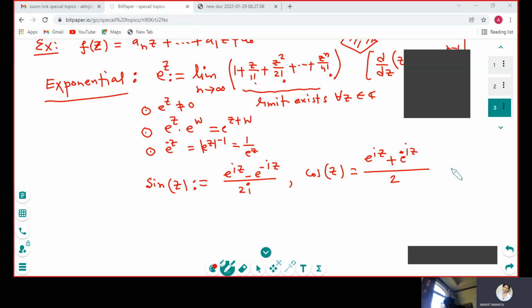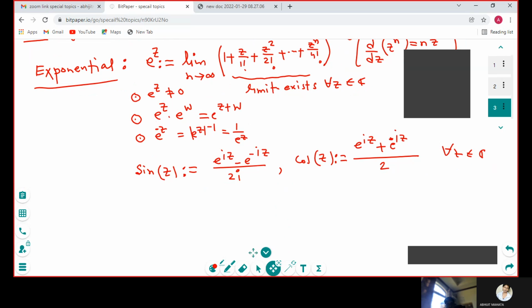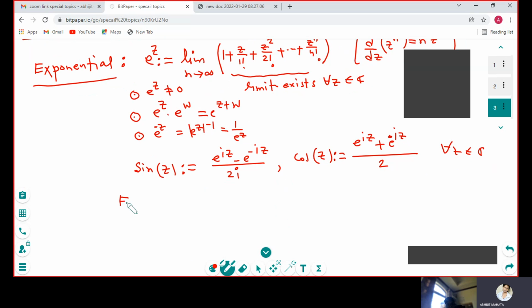This is true for all complex numbers. This way, cosine and sine are defined. Now let me write here the Euler identity. Maybe I'm telling you a little bit of detail, but it is fine for you. e to the power z equals cos z plus i sin z.